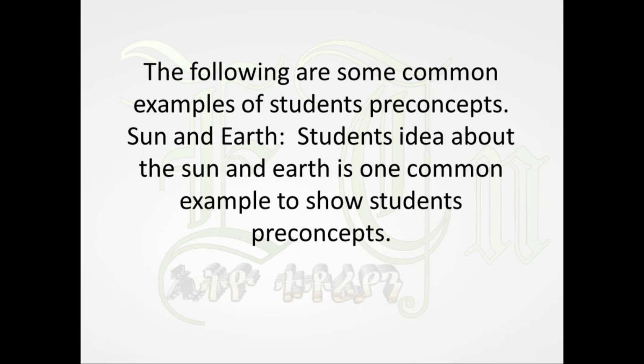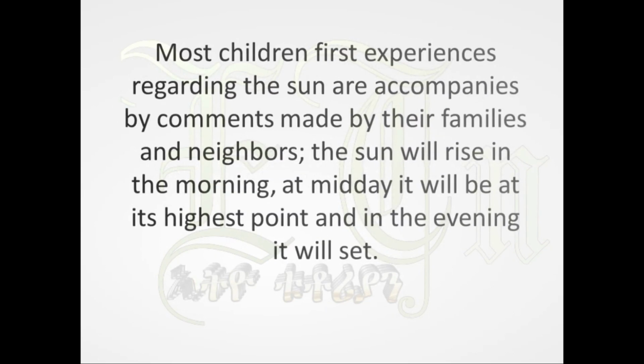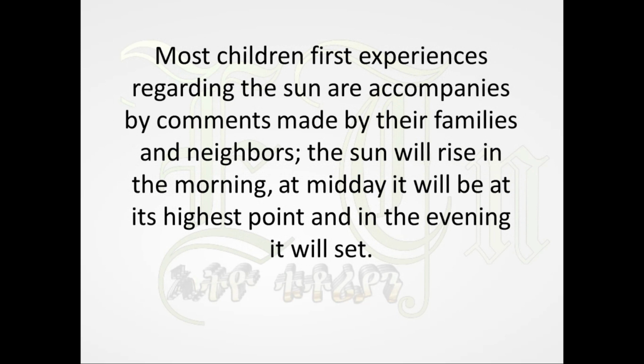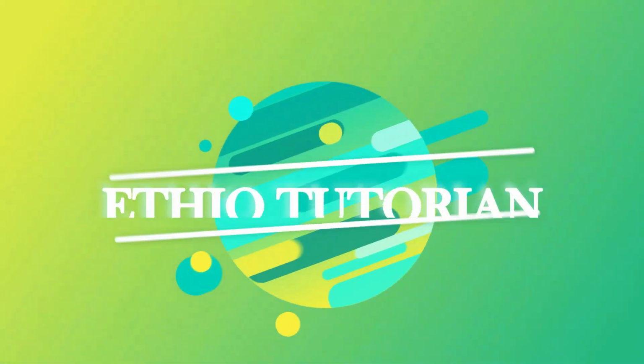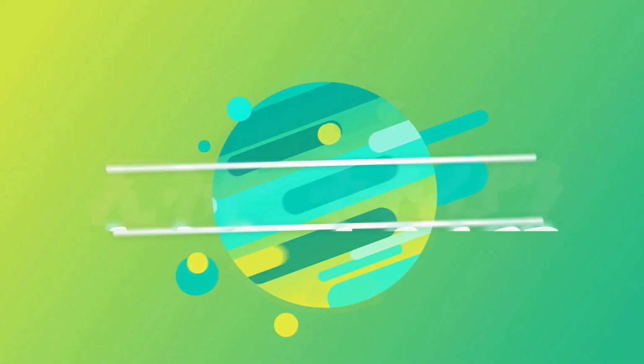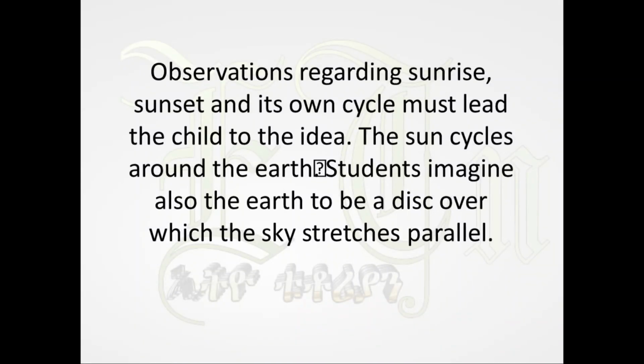Sun and Earth. Students' idea about the Sun and Earth is one common example to show students' preconcepts. Most children's first experiences regarding the Sun are accompanied by comments made by their families and neighbors. The sun will rise in the morning, at midday it will be at its highest point, and in the evening it will set. Observations regarding sunrise, sunset and its own cycle must lead the child to the idea that the sun cycles around the earth.